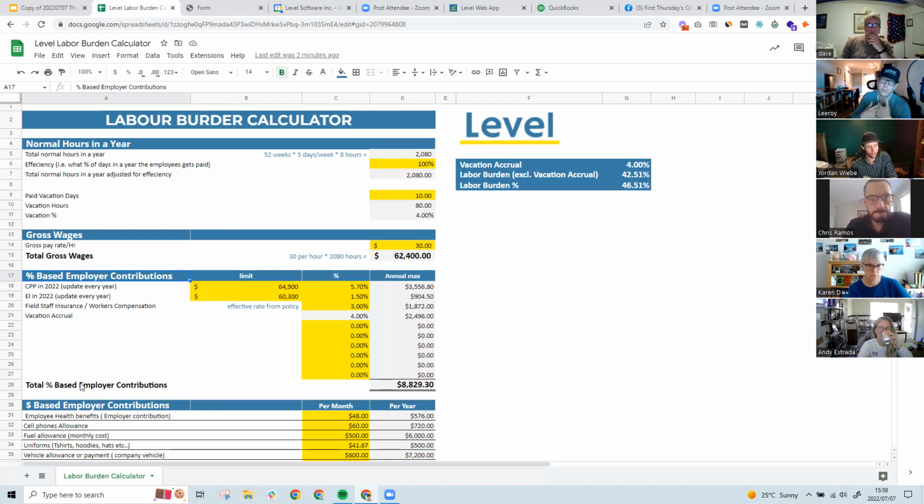So when we look at the percentage-based employer contributions, those are typically your employer contributions for any taxes, any workers' comp contributions, any EI. Again, that vacation accrual comes through as well. So effectively, I've added some other cells here, and you can also update this based on your region.